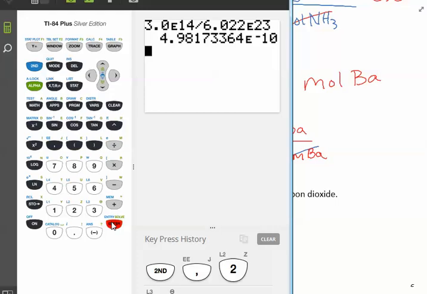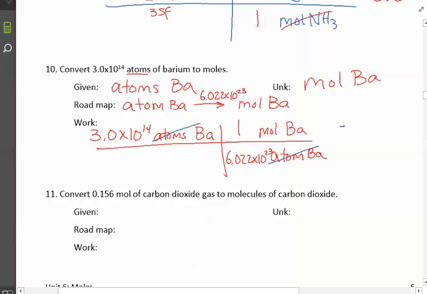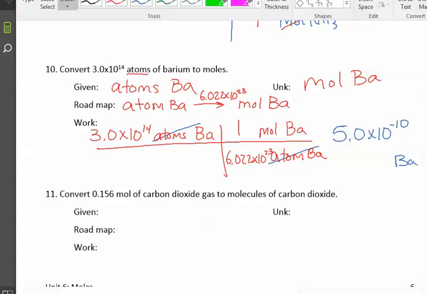So when we solve this, we should end up with, in this case, a very small number. Again, we'll have to watch our sig figs. We need 2 sig figs because we started with 2 sig figs. So we're going to round this to 5.0 times 10 to the negative 10th. So then this is atoms of barium. I meant moles of barium, not atoms. Sorry about that.